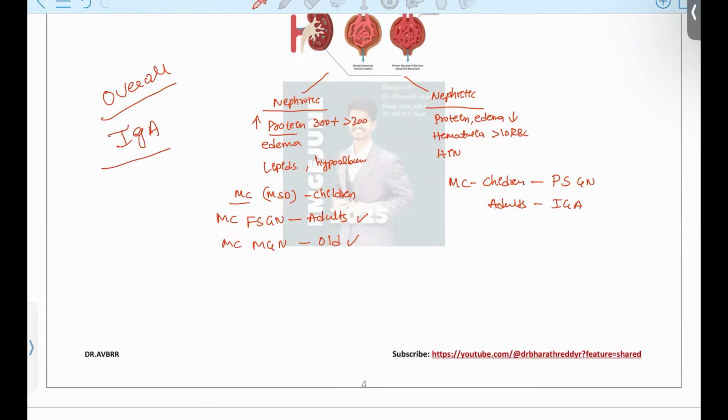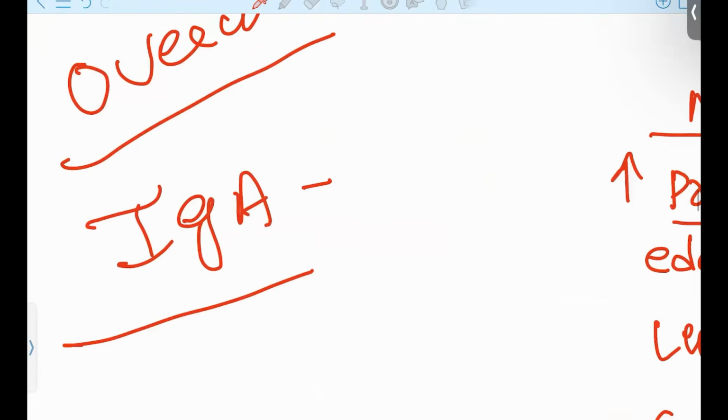Why? Because IgA is frequently associated with the viral infections. So when the patient is having the viral infection, and post that any significant hematuria, hypertension, proteinuria is seen, that is most likely due to the IgA only. Okay, this is what we have to understand.